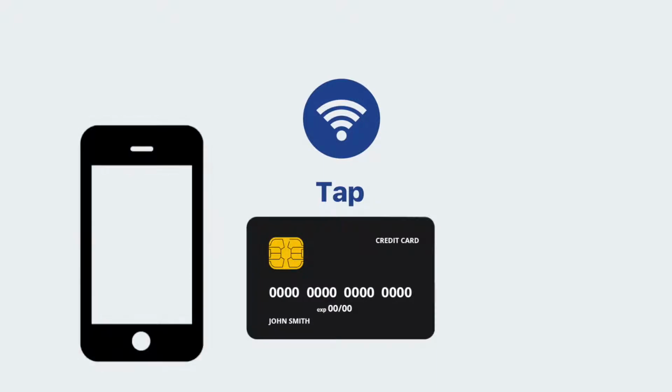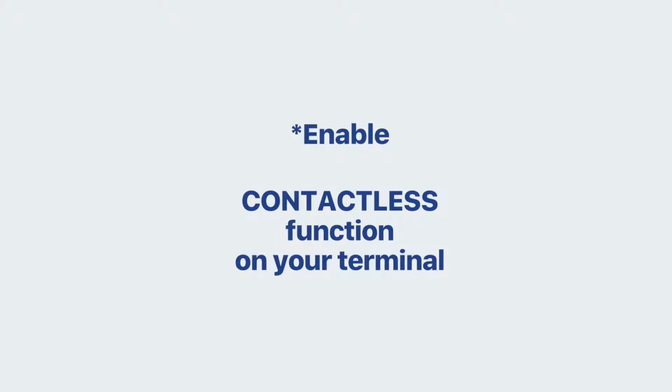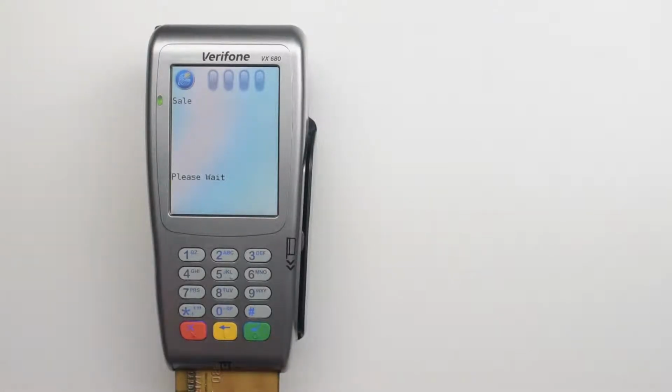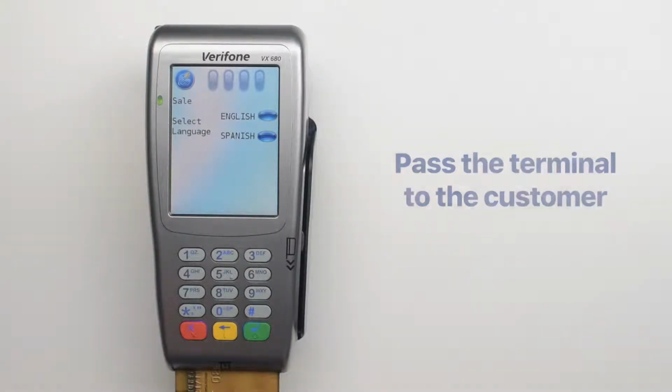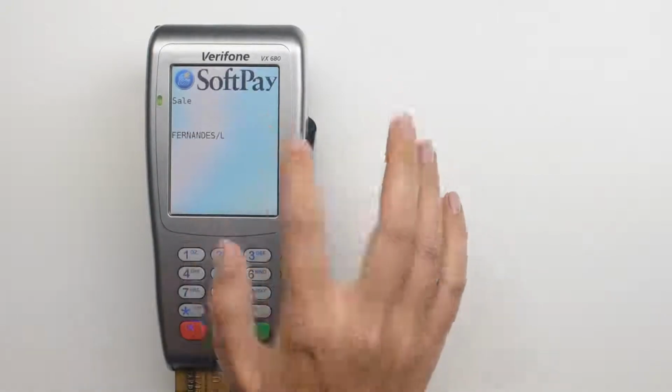Your customers could also tap the card or use their smartphone or a smartwatch to pay for their purchases, should you choose to enable the contactless function on your terminal. Insert the card into the chip reader and pass the terminal to the customer. The terminal will prompt to select the language. Choose the language on the screen.